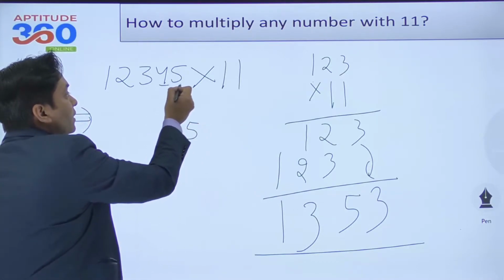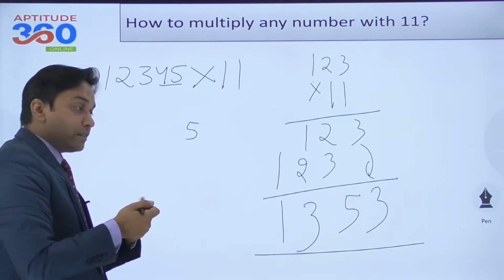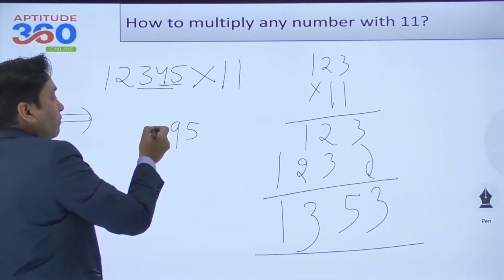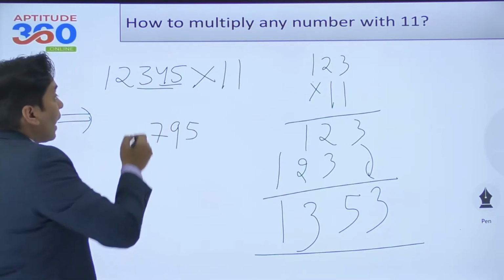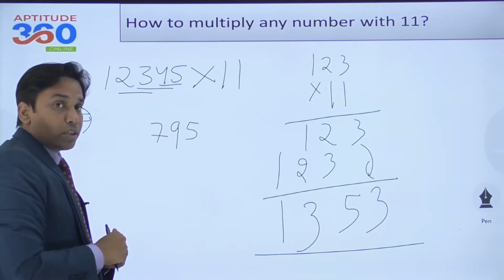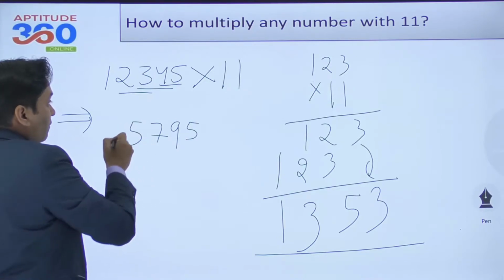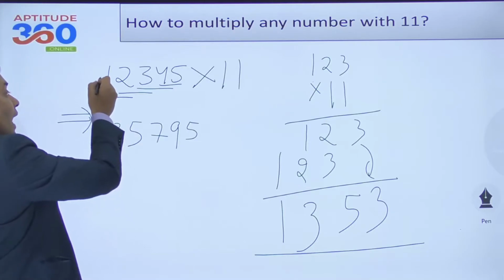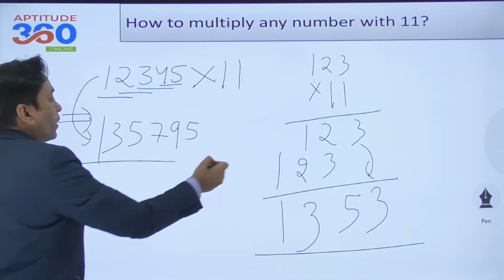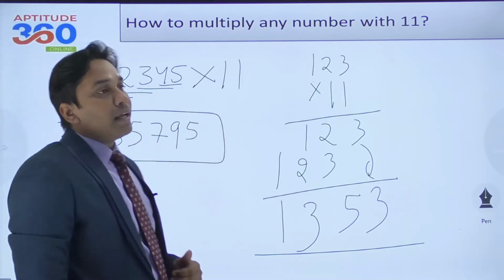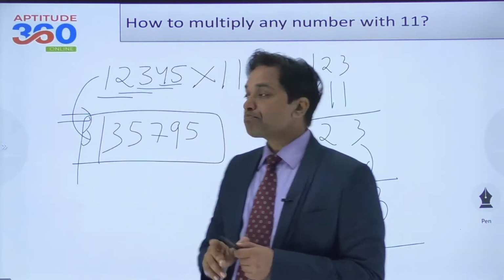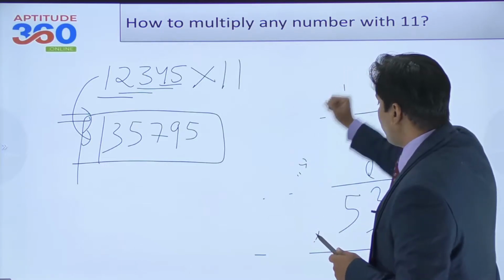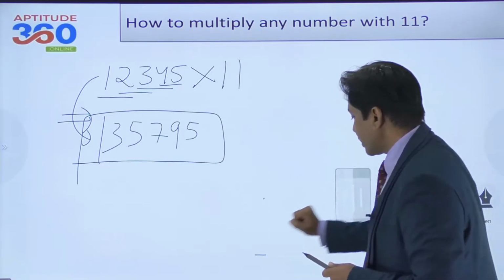And then I will write the sum of 4 and 5, which is 9, and then I will write the sum of 3 and 4, which is 7, and then I will write the sum of 2 and 3, which is 5, and then I will write the sum of 1 and 2, which is 3, and then I will be writing this number over here, and that's my product.